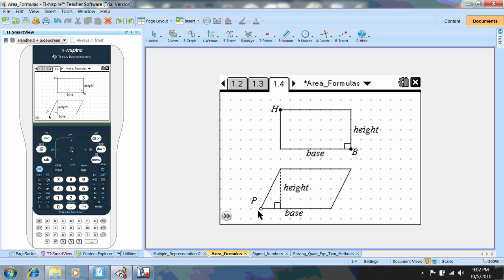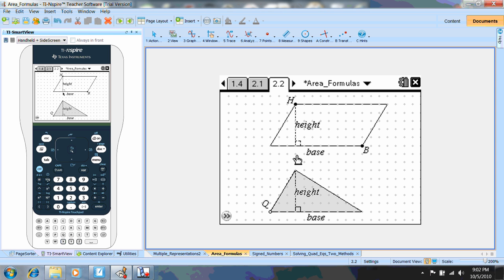And then the student will be asked to grab point P and pull it all the way to the right. You can see that the area of the parallelogram is exactly the same as the area of the rectangle. And so now they can go ahead and generate base times height, which is the reason why we use that formula for the area of a parallelogram.